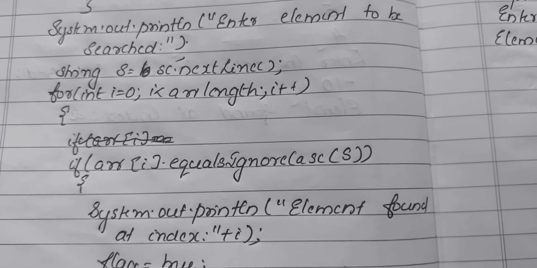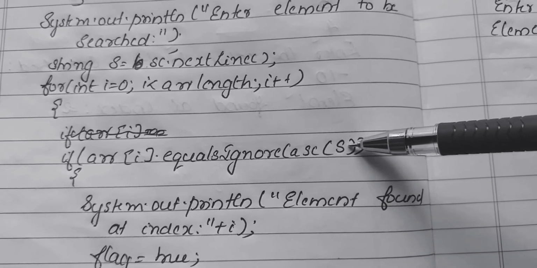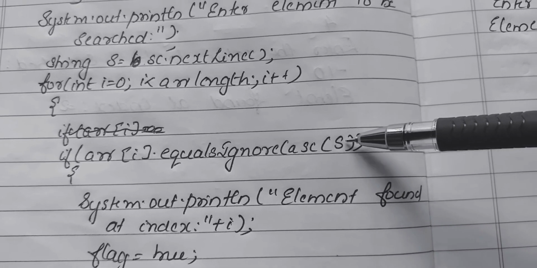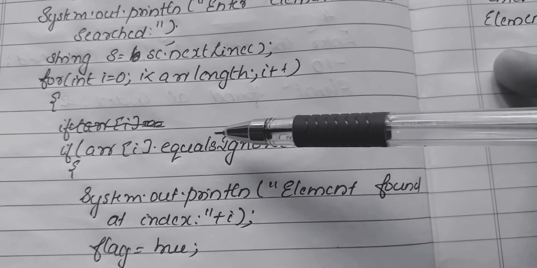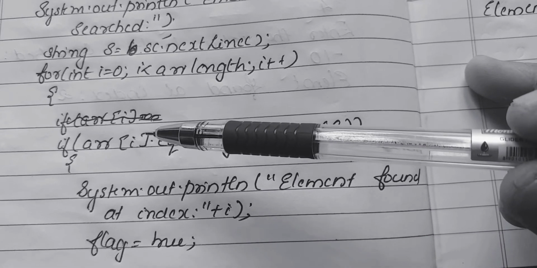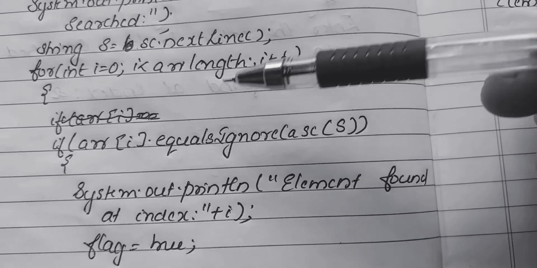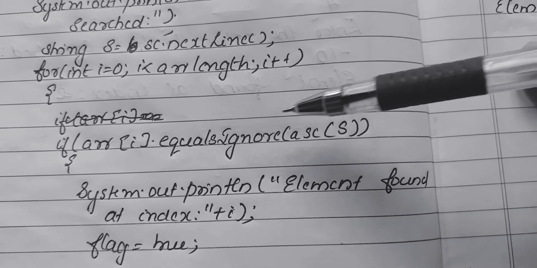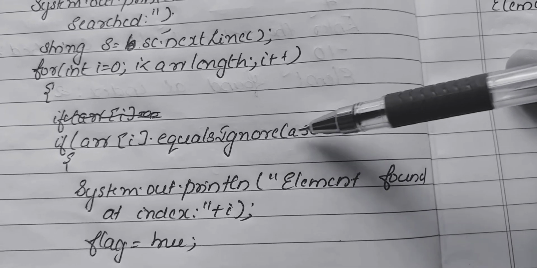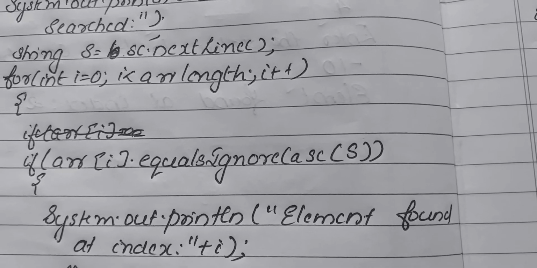So what is the meaning of that? Since it is an array, the search element is in the variable s, isn't it? Here you can give arr[i].equals(s), both are right, but here we have given equalsIgnoreCase. So why are we giving equalsIgnoreCase here?